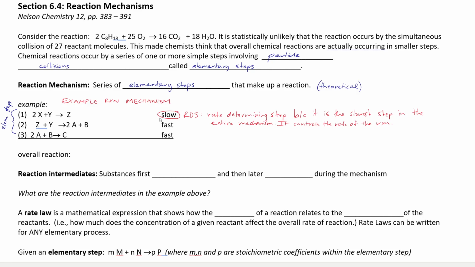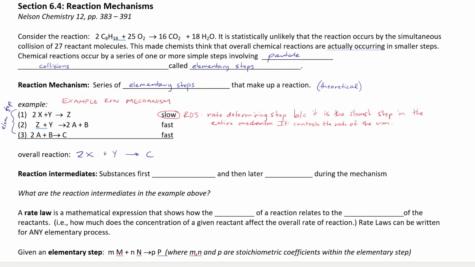It controls the rate of the reaction because if it's the slow step, then the rest of the reaction can't happen until this step happens first, right? Or until this step is completed. So the reaction can only go as fast as this step. If we were to take a look at the overall reaction here, it is going to be 2X plus Y goes to form C.